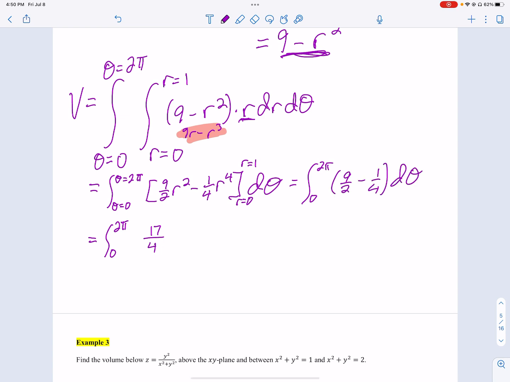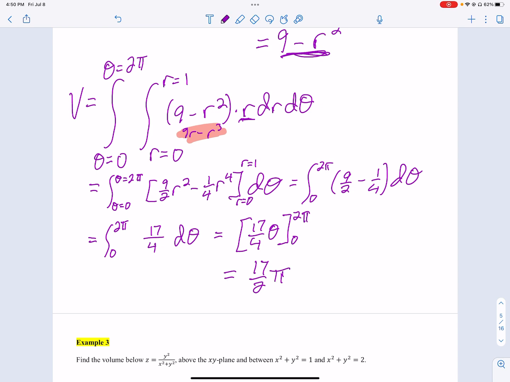You need that intermediate step. We're here now. This makes this nice and easy. 17 over 4 theta from 0 to 2 pi. The 0 is going to make that one go away. So we get 17 over 2 pi. So that is the volume under that surface using polar coordinates.